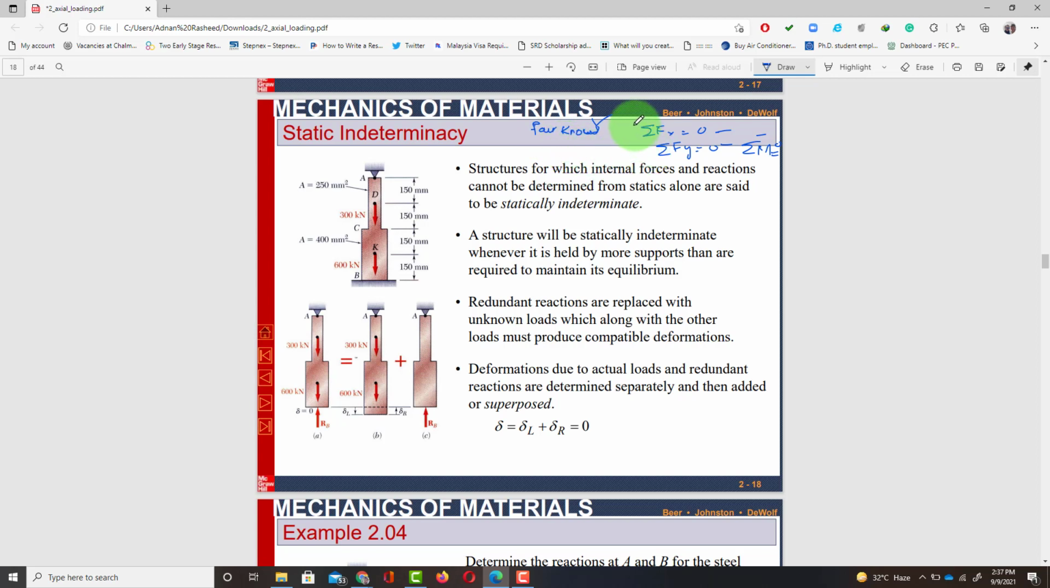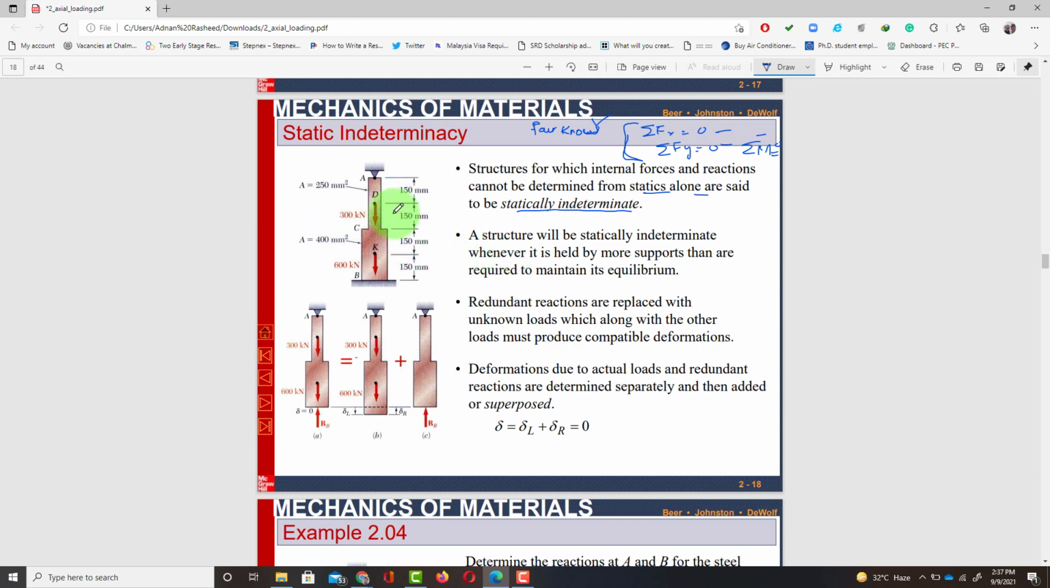So we cannot solve this problem by using these available three equations. Such type of problems or such type of condition comes under the category of static indeterminacy. So structures for which internal forces and reactions cannot be determined from statics alone are said to be statically indeterminate. Clear? Yes sir. Okay, it will be clear to you further when we move ahead.